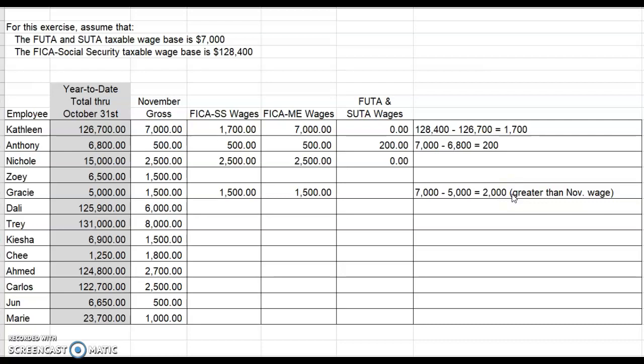But her gross wage for November is only $1,500. So even after payment of her November salary, she will not have exceeded the FUTA and SUTA wage base. Therefore, all of her November wages are subject to FUTA and SUTA tax, so put $1,500 in the FUTA and SUTA wages column.